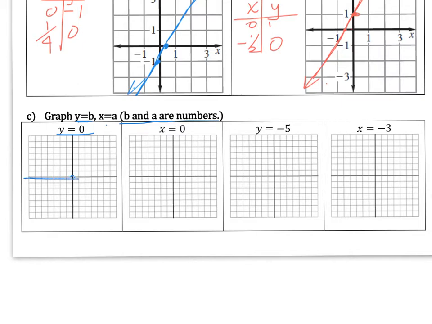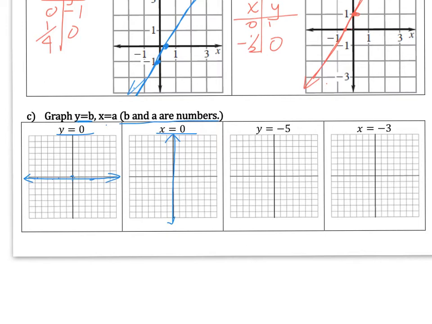And for every point, every x coordinate point on the x-axis, y is 0. So we need to graph it horizontally. And for x = 0, it's just the opposite. For every y coordinate point located on the y-axis, x is 0. So we need to graph it vertically.